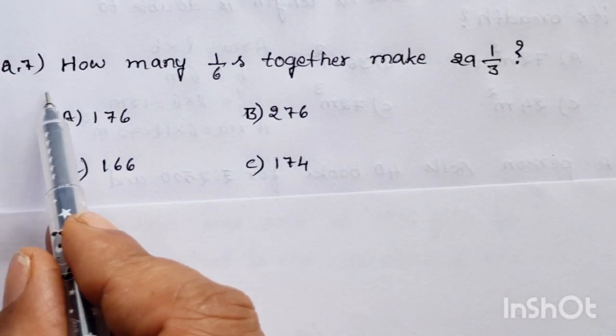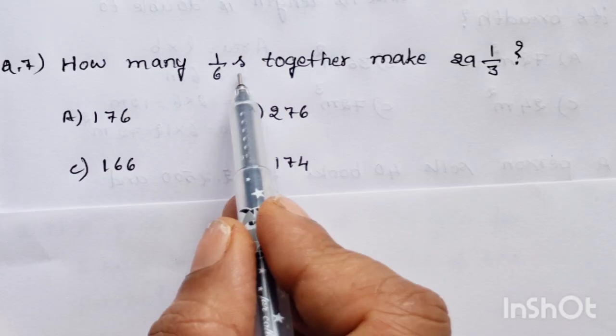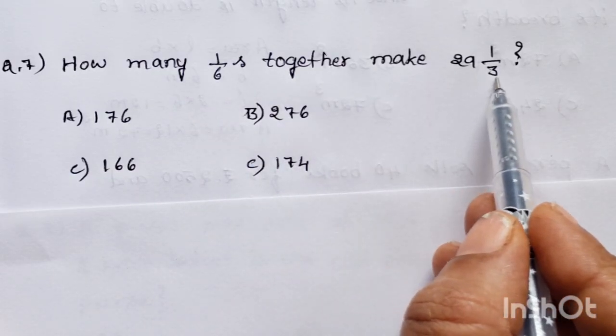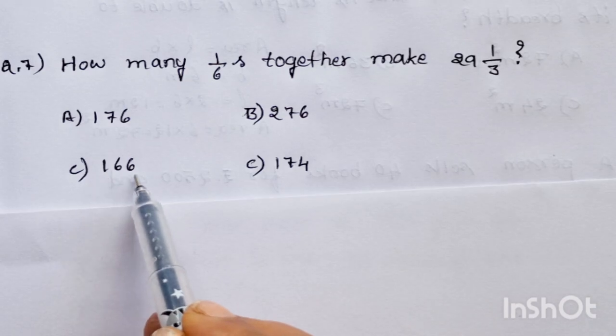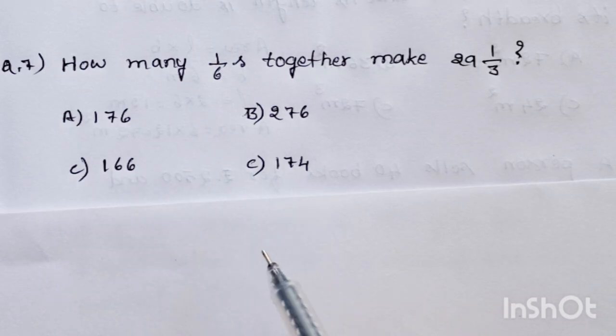Question number 7. How many 1/6 together make 29 1 by 3? Options 176, 276, 166 and 174.